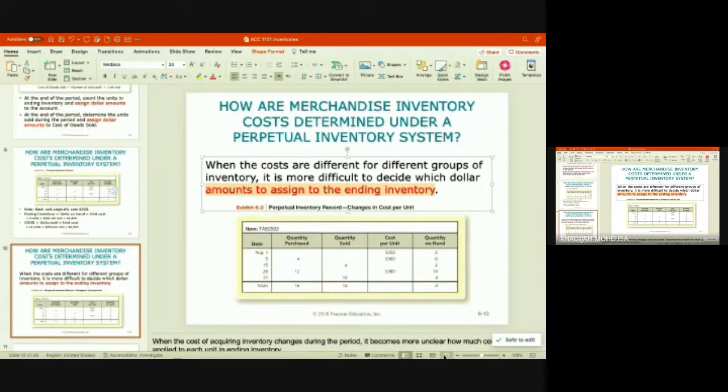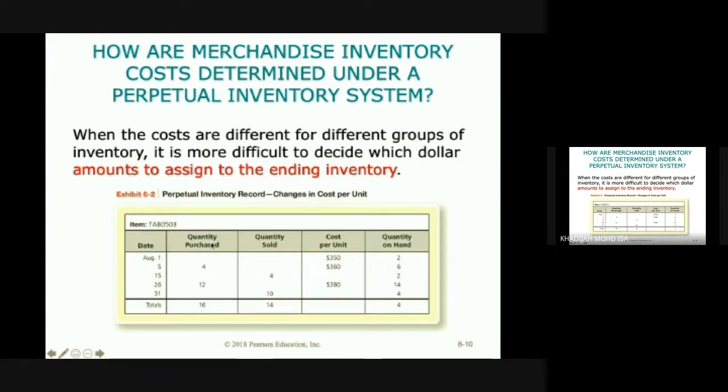Why? Because, for example, in this case, on August 1st, you have a quantity of 2 units as your opening balance and the cost is 350, right? But then when you purchase on 5th of August, the quantity purchased is 4, but now the cost per unit is already 360. You see? So the cost per unit here changes, it differs from one to another. And then when you bought on another 26th of August, the price increases to 380, right?